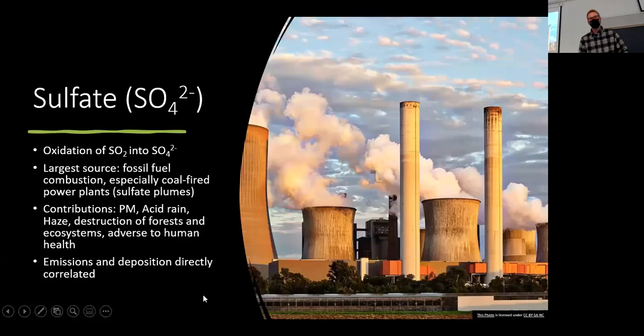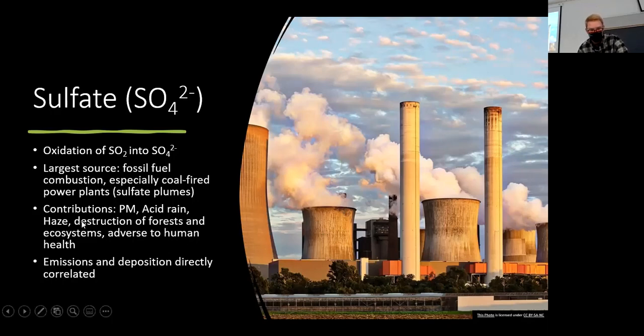So sulfate, I've said it a lot. What is it? It's generated through the oxidation of sulfur dioxide. This is mainly produced in fossil fuel combustion, especially coal-fired power plants. These are referred to as sulfate plumes because once they release their emissions within these plumes, there are reactions that take place that oxidize sulfur dioxide into sulfate. This can then turn into particulate matter, or it can be incorporated into rain, forming acid rain and haze.